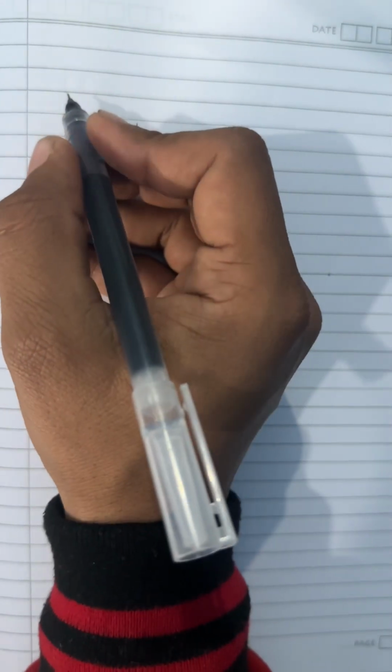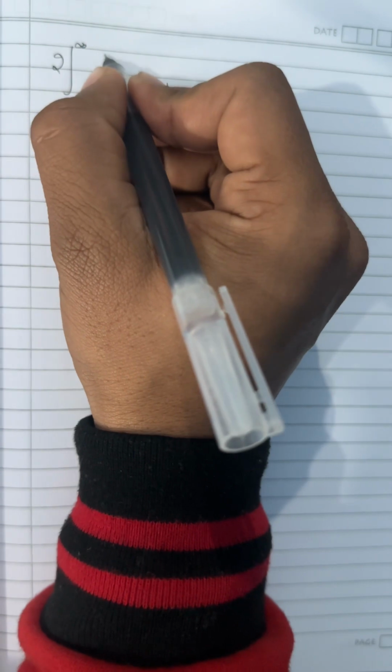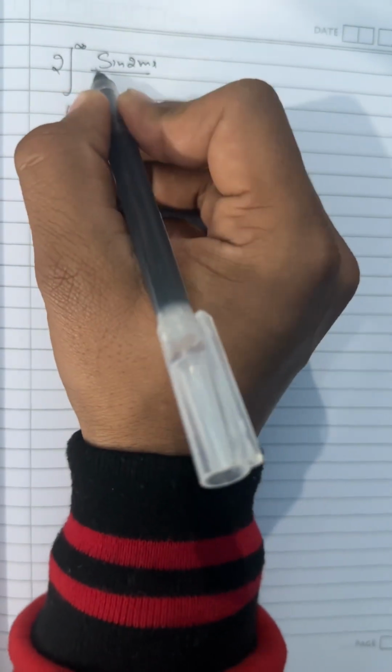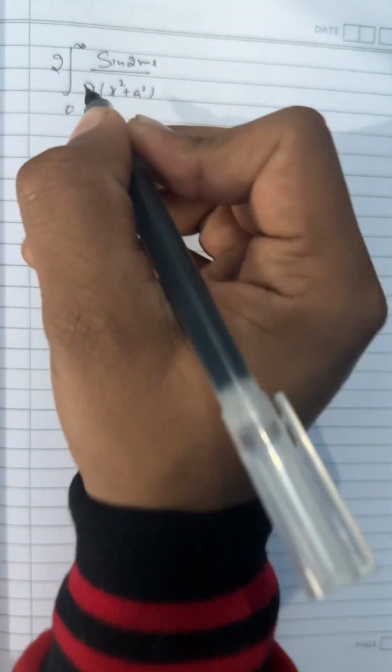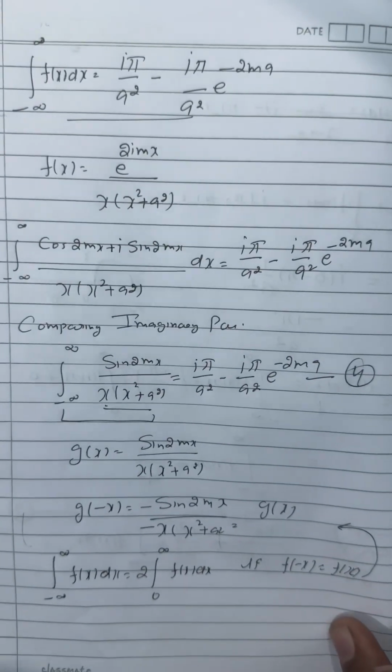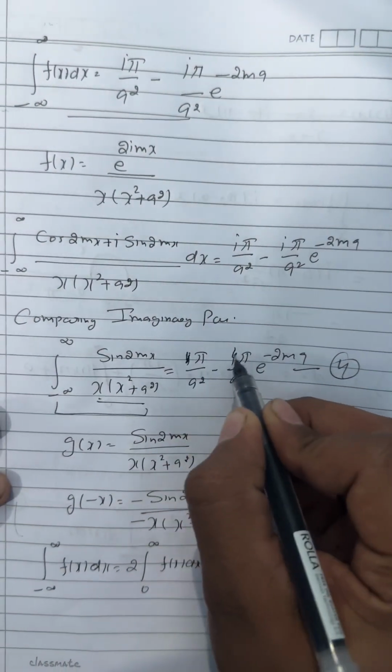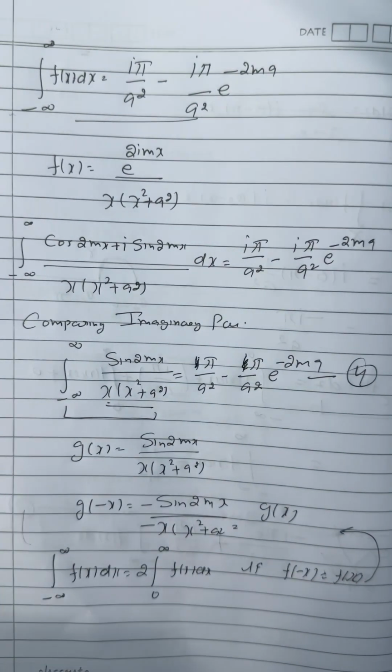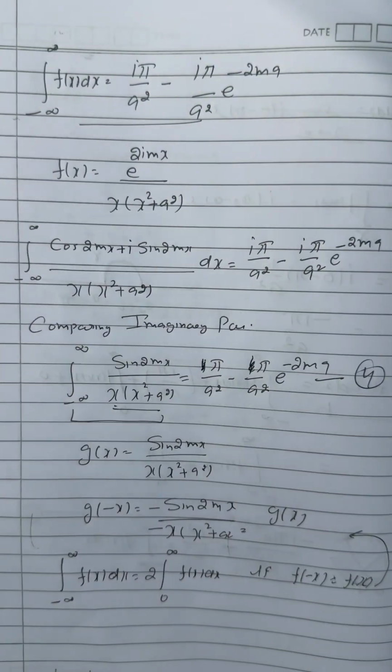Okay, so let's start. This is going to be 2 times the integral from 0 to infinity of sine 2mx divided by x, upon x square plus a square. Okay, we have compared the imaginary part, so I made a mistake in equation number 4. In equation 4 we have to remove this iota because we have compared the imaginary part, so there is no need to write iota here. It's okay. So let me rewrite that equation again.